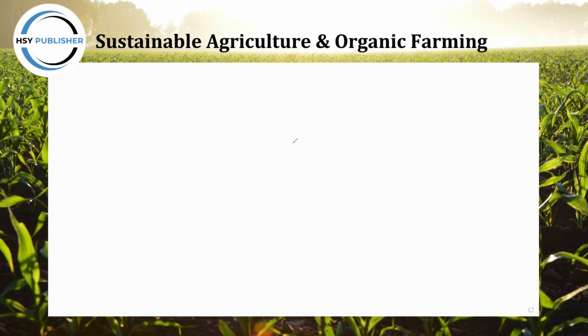So let's get started with today's topic, that is sustainable agriculture and organic farming. You all know that all living organisms need food, and early humans started hunting animals and collecting fruits. Food is the major component required for growth, development, and repair of our body. It protects our body from diseases, and it provides energy to us for doing all the life functions.